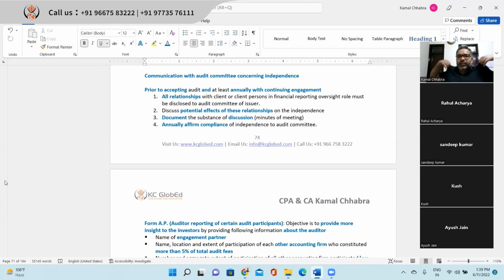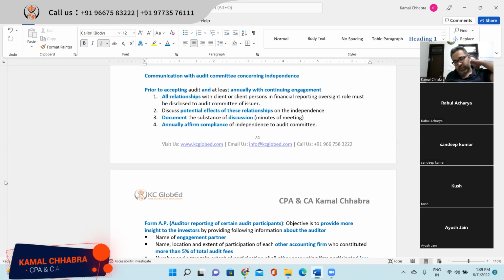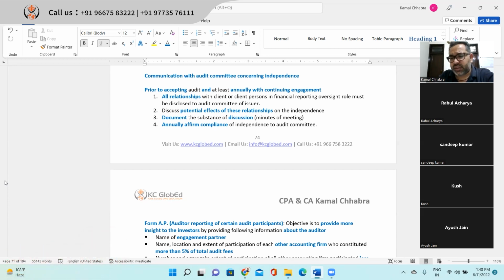This being a mandatory disclosure, you need to give it at least annually. Or if you are doing a first-time audit, then at the time of acceptance you need to disclose that fact to the audit committee and take their approval. Or if you or any of your family members or close relatives have a direct or indirect financial interest, those interests also need to be disclosed to the audit committee in advance.